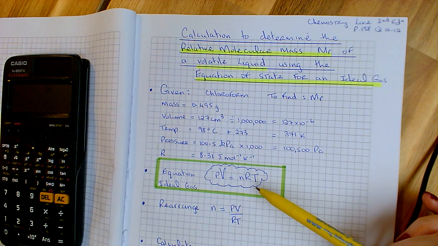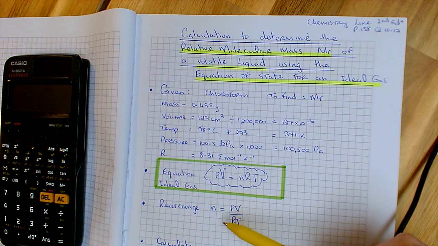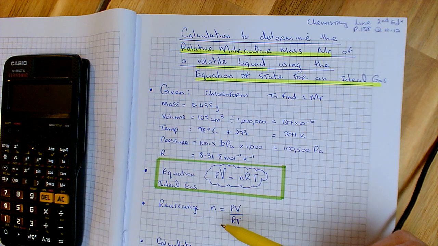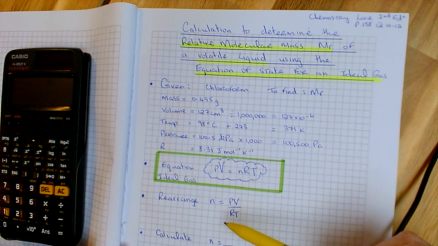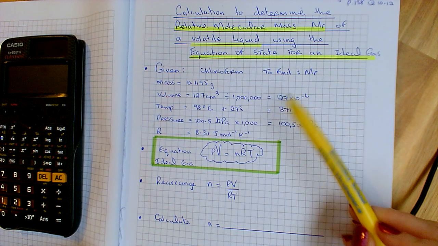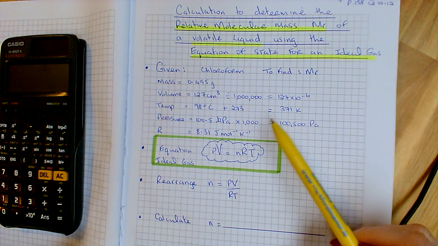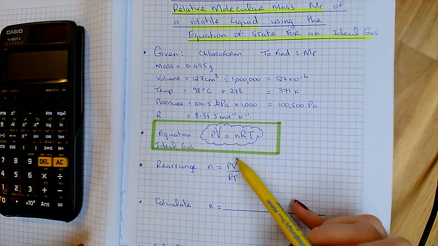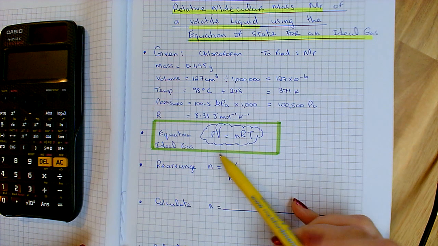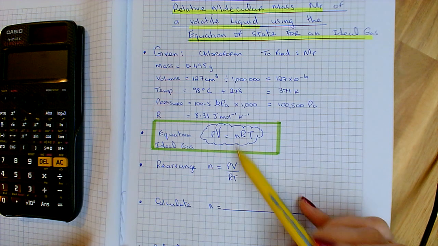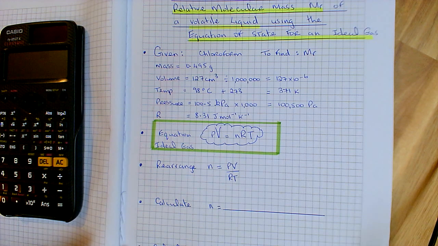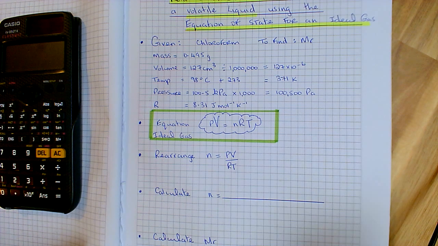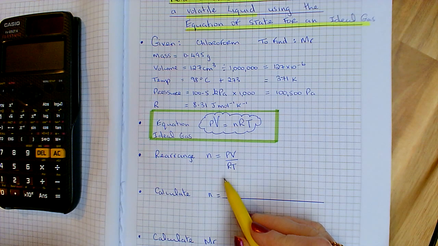Now we're going to use our equation PV equals nRT to find n, the number of moles. We want to find the number of moles of chloroform that would have this pressure, this volume, this temperature. The first thing we're going to do is rearrange our ideal gas equation. So n is going to be PV divided by RT, and then we're going to do our calculation.